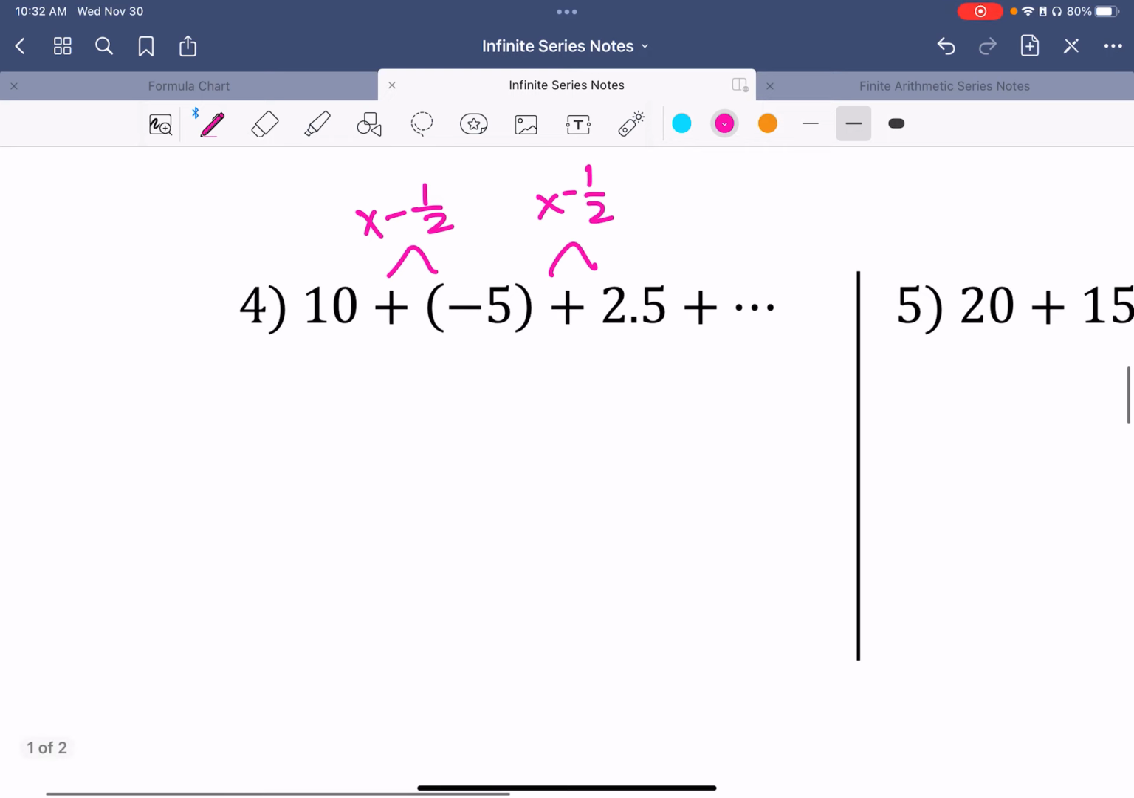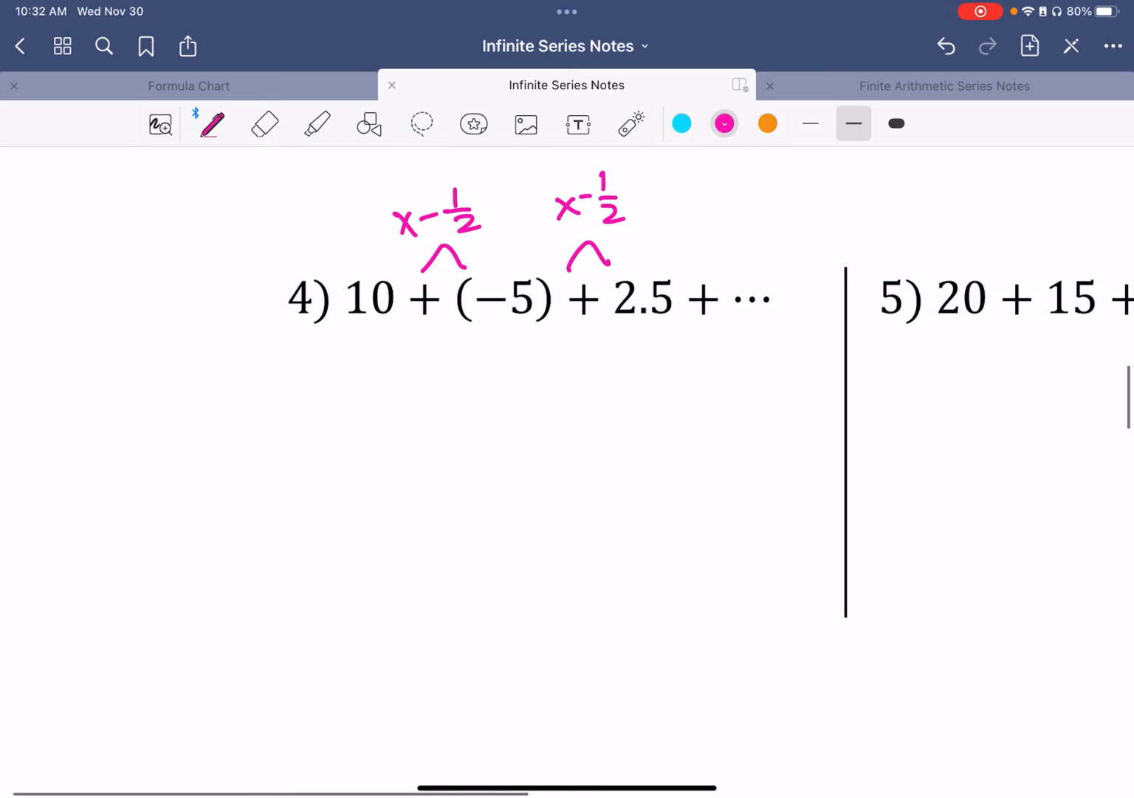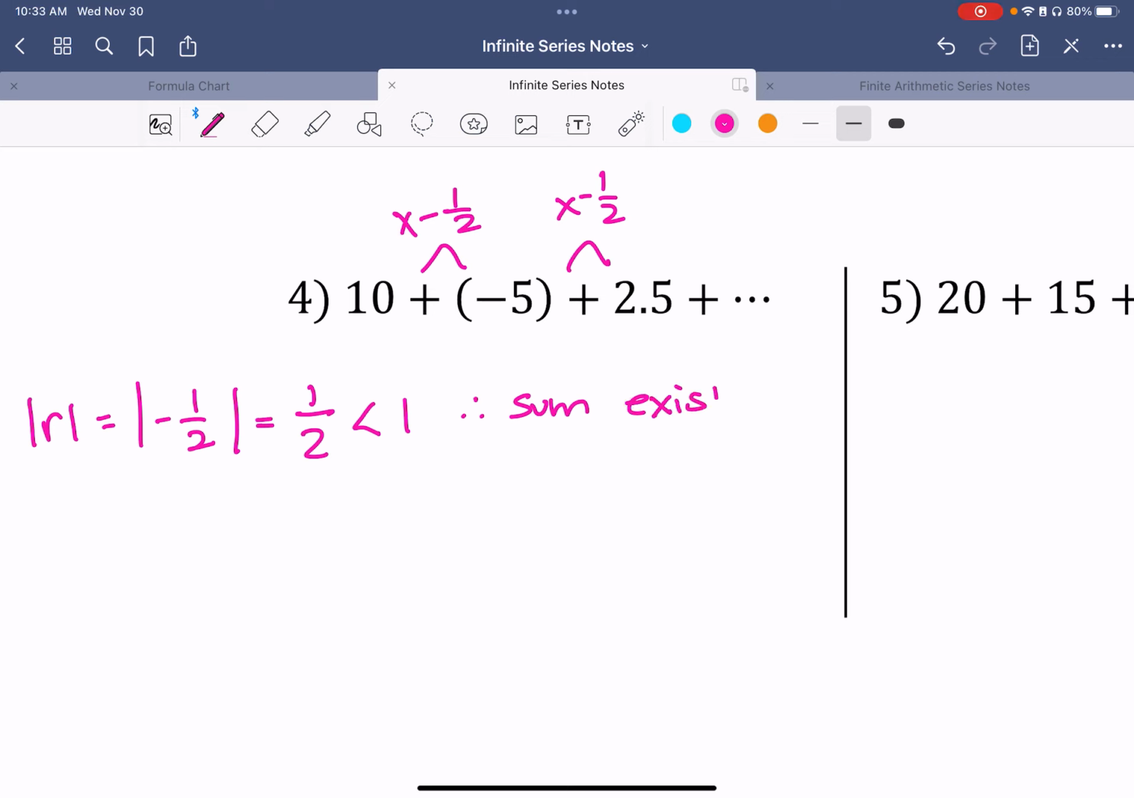So we're going to take the absolute value of r to test whether or not there's going to be a sum. The absolute value of -1/2 is +1/2. To do the test, you figure out whether it's greater than or less than 1. 1/2 is less than 1, so that means there's going to be a sum. Therefore, the sum exists.